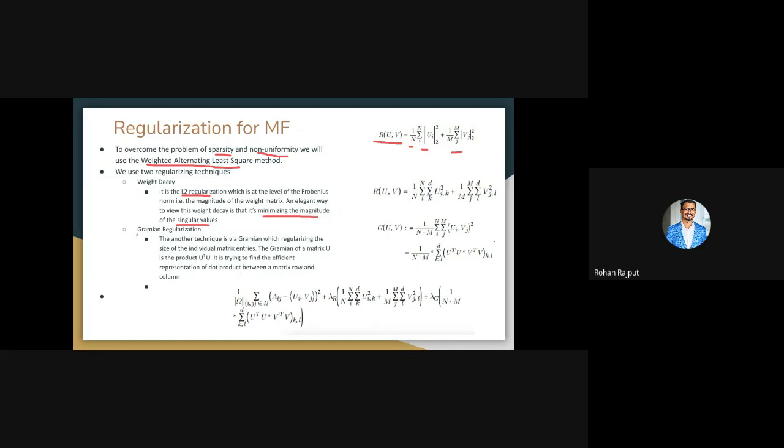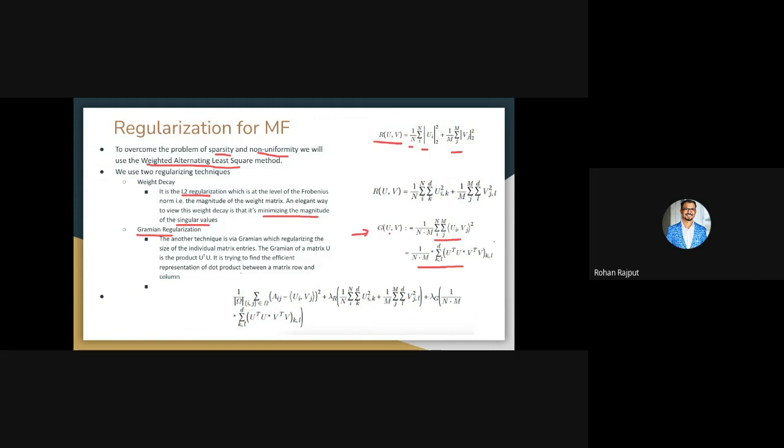And second, we will use something called Gramian regularization. This Gramian regularization will help us downsize individual matrix entries. So Gramian regularization helps us with the size of the matrix, and L2 regularization helps us with the magnitude of the singular values. We'll use both of these terms. In the Gramian method, we incorporate these two terms, which help us reduce the size of the matrix.